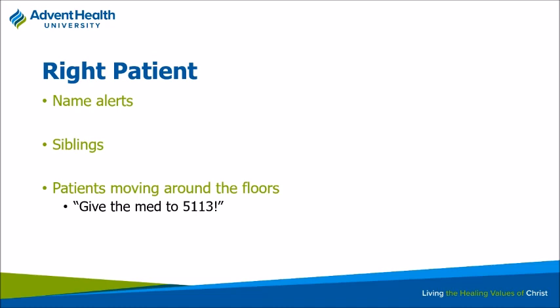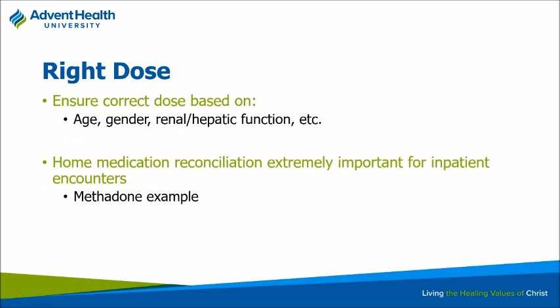But other things as well, patients move rooms all the time. Hey, give it to the patient in bed 3. Well, an hour ago, that could have been 3 different patients. Like, you have no idea. So, again, it's very important that we make sure we're keeping the right names in mind, make sure we're giving it to the right patient. That can be really, really difficult in some cases. How about the right dose, right? So ensuring we're giving the right dose depending on their age, gender, organ function. That's super important here. And again, think about doing home medication reconciliation.